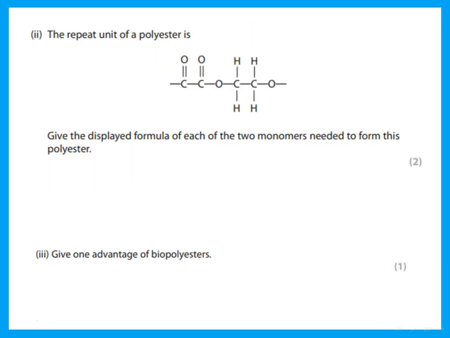The repeat unit of a polyester is this. Give the displayed formula of each of the two monomers needed to form this polyester.